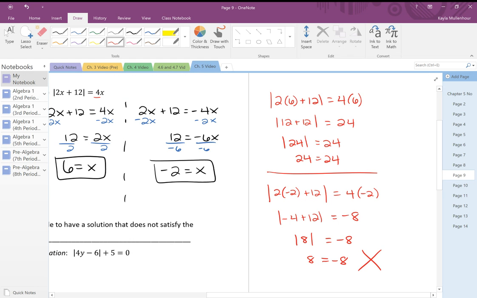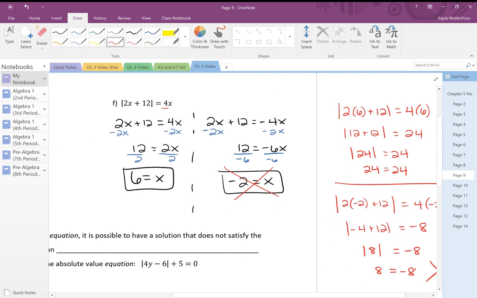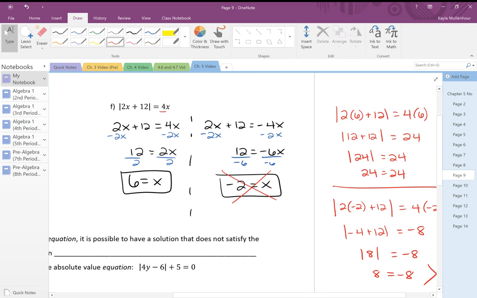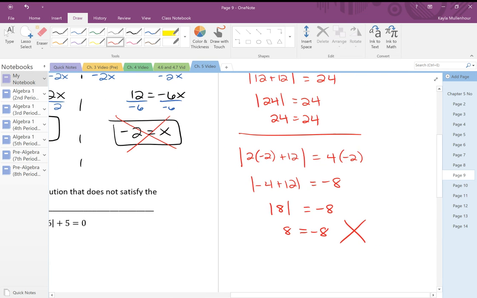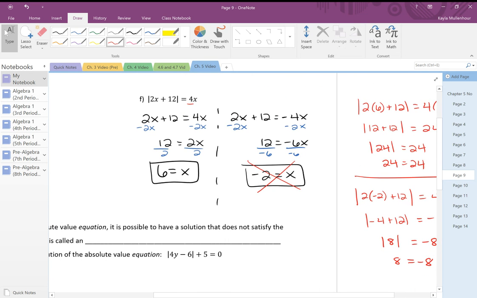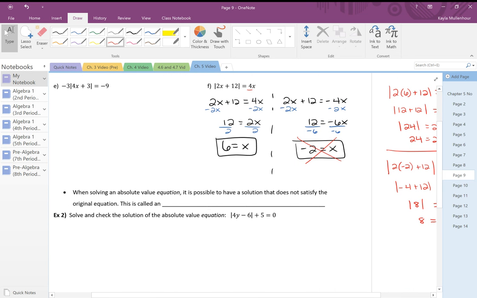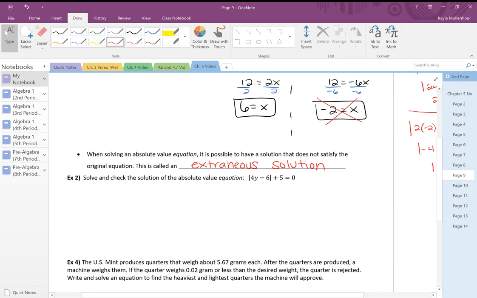So basically what we see here, this x is actually not a solution to this absolute value equation. Even though it worked with our math in the first part, when we plugged it back in, it gave us a false answer. So this actually has a special name, that next bullet point. When you're solving an absolute value equation, it is possible to have a solution that does not satisfy the original equation. This is called an extraneous solution. Okay, and most likely you'll see that when you have a variable on the right side of your equation as well. Not always, but sometimes. So look out for those as well when you're solving absolute value equations.